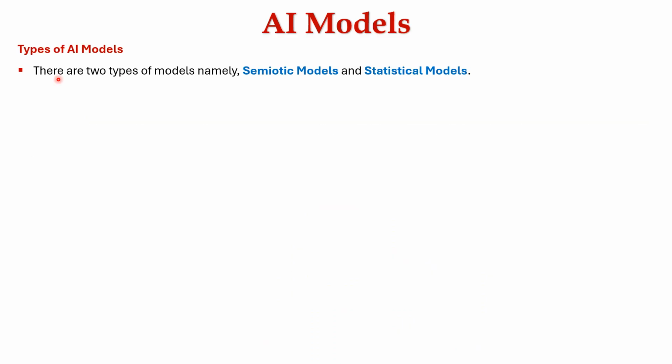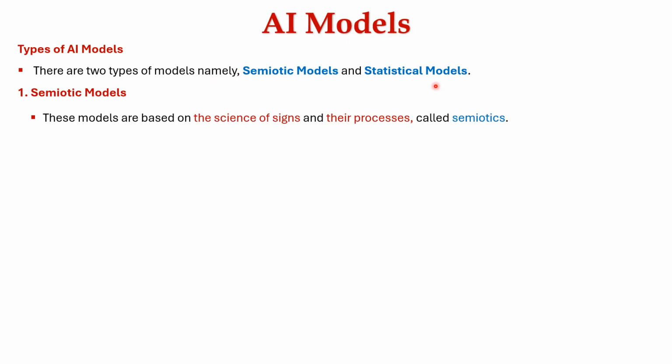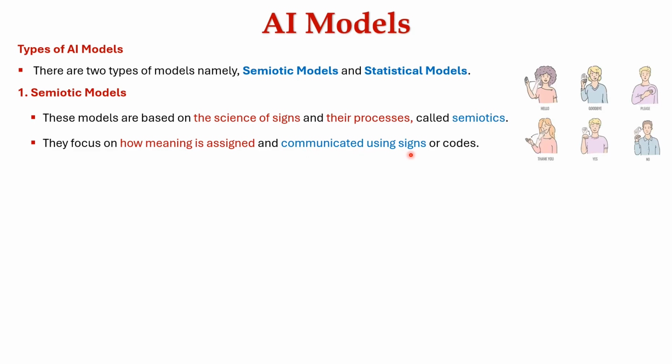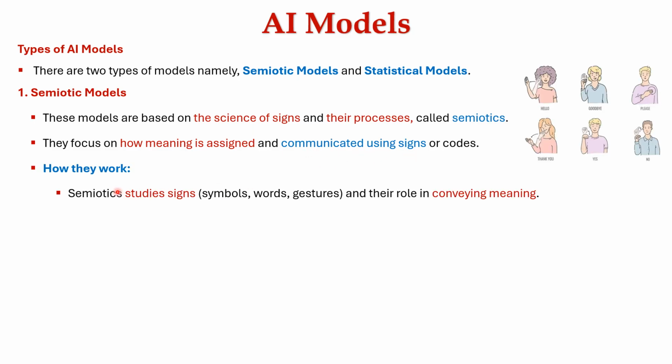There are two types of AI models, namely semiotic models and statistical models. First, let's consider semiotic model. These models are based on signs and their processes, called semiotics. They focus on how meaning is assigned and communicated using signs or codes. Let's see how they work.